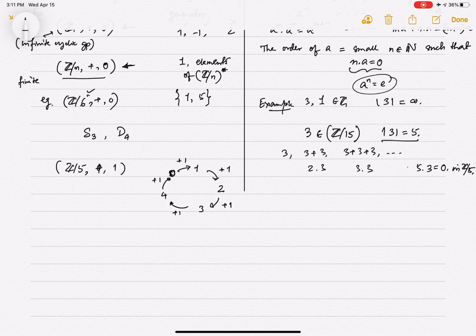We'll talk about the cyclic groups in more detail later on in a little bit. But let me move on to subgroups.